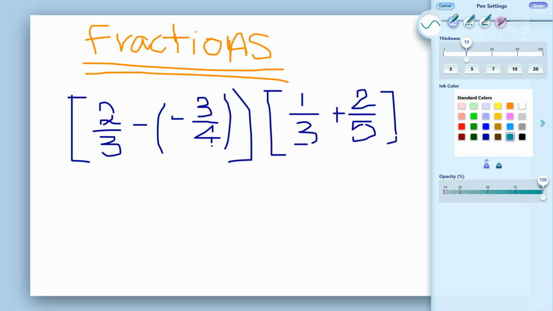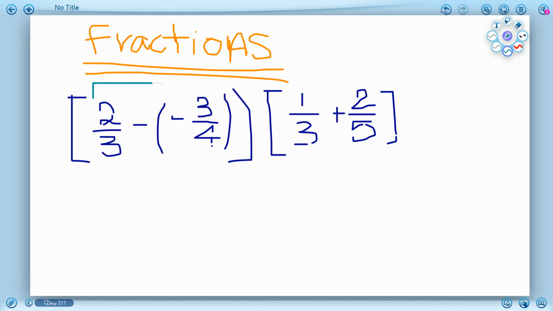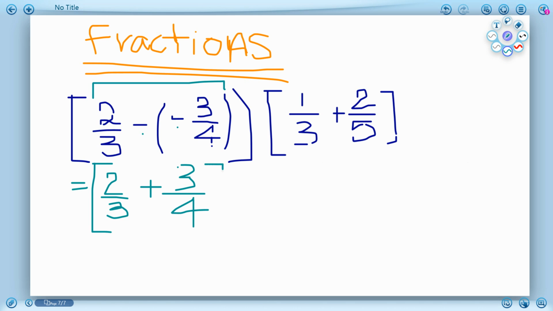So we're going to look at this first parenthesis first. When you look at this, I want you to simplify it down to something you can work with. There's a minus and a minus, so that ends up becoming plus. So there's 2 over 3 plus 3 over 4. Does everyone get that? Because minus and minus becomes plus, and they're still in the parentheses. Now the next bracket just comes down because there's nothing we can change right now.